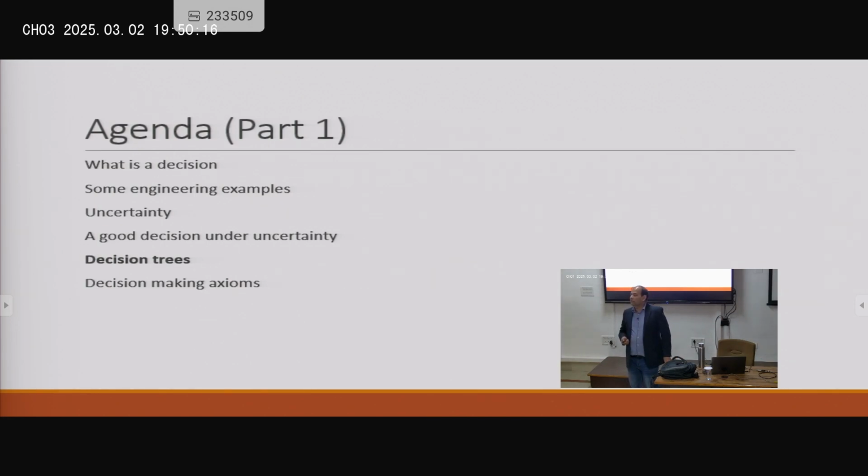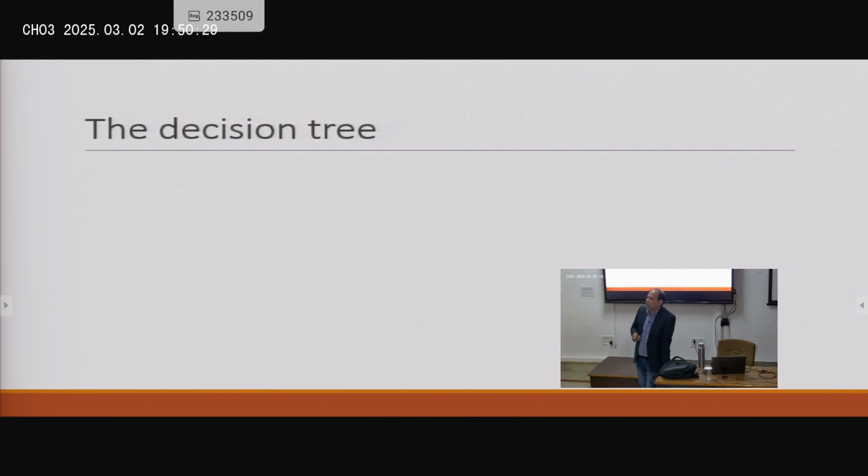Okay, so next thing is decision trees. And I think this is important because this will standardize our understanding of decision making. Okay, so this is what a lot of the textbooks and research articles will use. So a decision tree is a visual representation of a decision problem.